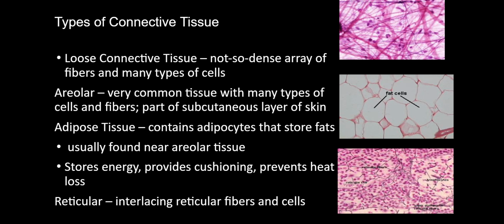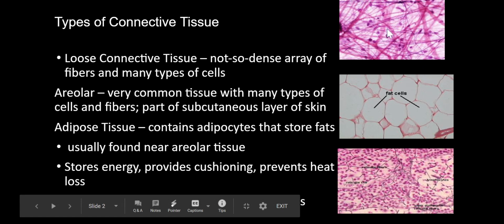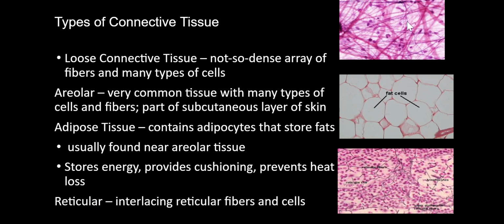Okay. The three types there are areolar tissue. This is common in your skin, some other places, but these are the cells. And then you see there's a lot of fibers and a lot of fluid. There's a lot of space for nerves and for blood vessels and just space for other things to get in.